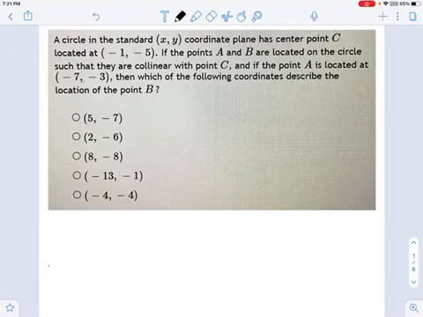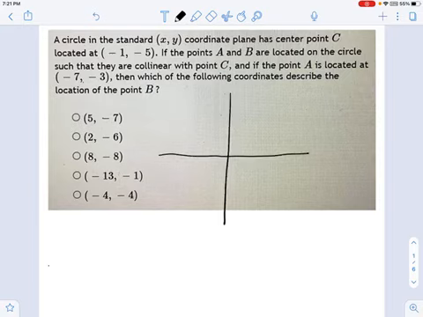I'm going to give you a pro tip about dealing with graphing questions. As soon as you see something that's talking about coordinates and graphs and coordinate planes and all that, but you don't see a picture, draw one. So I'm going to draw a standard XY coordinate plane. This is going to help immensely.